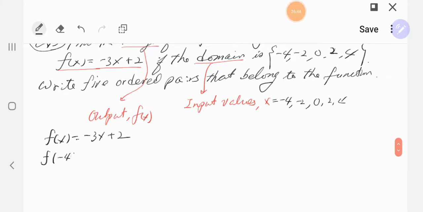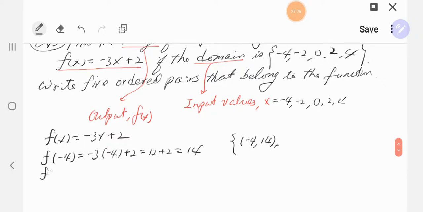So if x is -4, let's find the output. -3 times -4 plus 2. Continue. This is 12 plus 2, which is 14. So when x equals -4, y is 14. Write the 5 ordered pairs that belong to the function. 5 inputs, so we have 5 outputs, so we have 5 ordered pairs. Here is the set of ordered pairs. The first pair is when x equals -4, y is 14. Okay, we found one ordered pair.